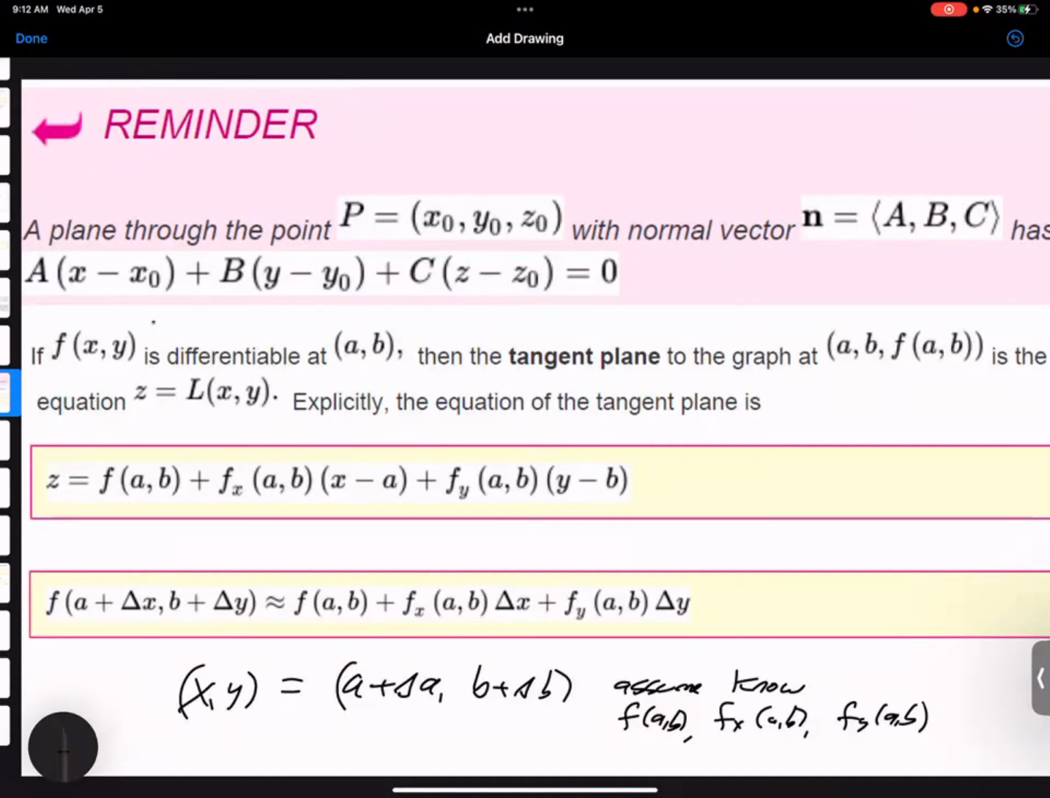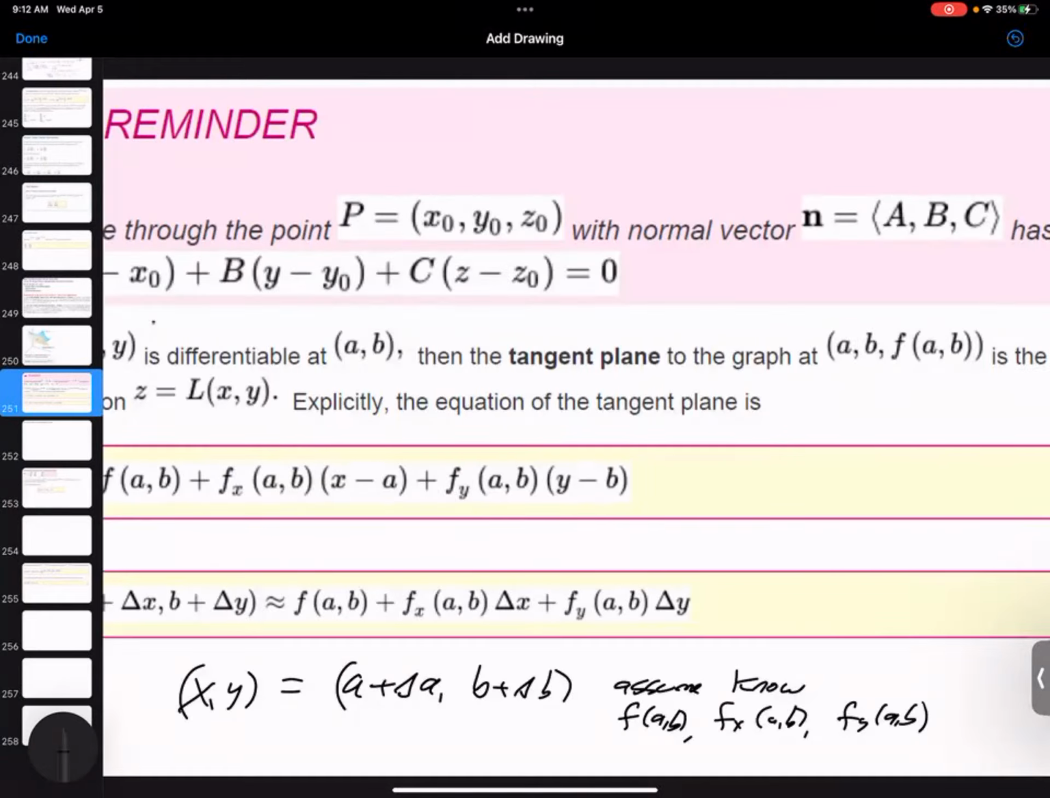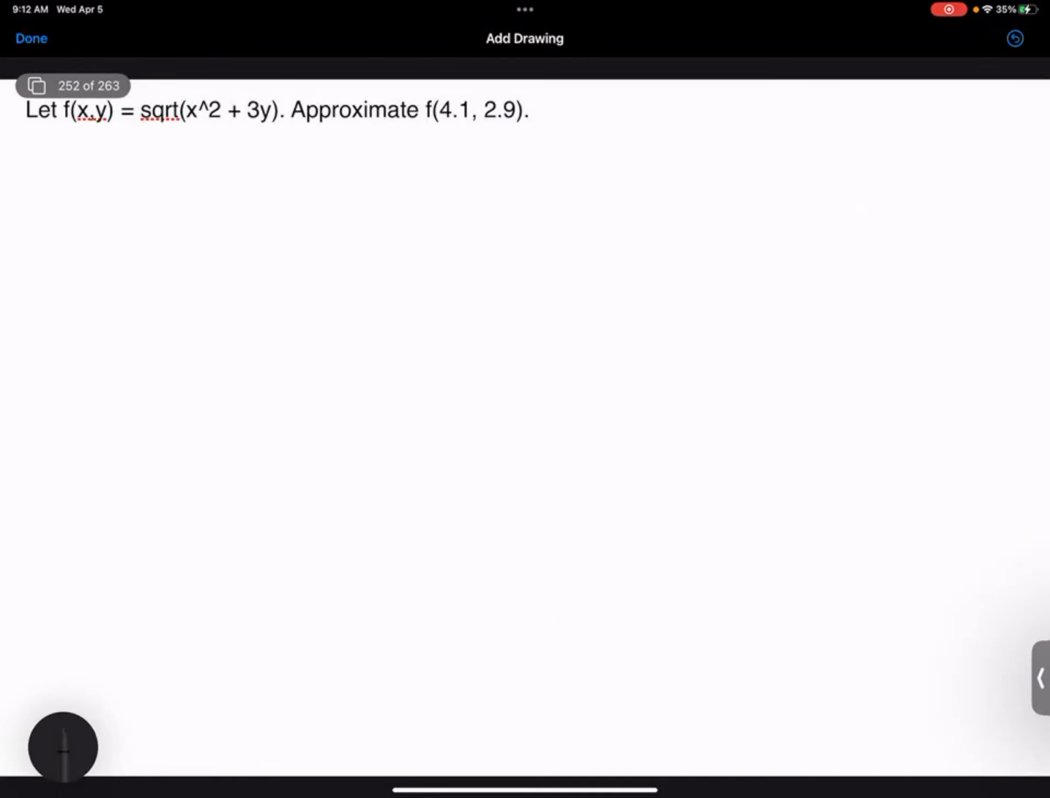So if we know those inputs, we can use that to approximate the value of the function nearby. As an example, I did not choose a particularly nasty function. I wanted to do something that would be easy for us to just calculate. So let's say we want the square root of x squared plus 3y, and I want to approximate the value of this function at (4.1, 2.9). The first thing is we need to figure out what the point (a, b) should equal. Is there any value of (a, b) where we think we are close to the point (4.1, 2.9)? There should be a natural one screaming at you. (4, 3), right?